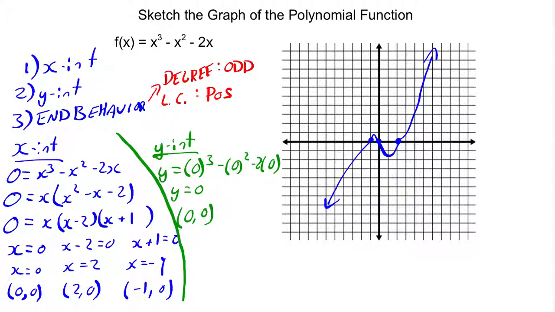For this class, you don't have to be too specific. These are the three things we want to find: end behavior, x-intercept, y-intercept. Everything in between, you just fill in the gap. And you can check on a graphing calculator or software to help you out.